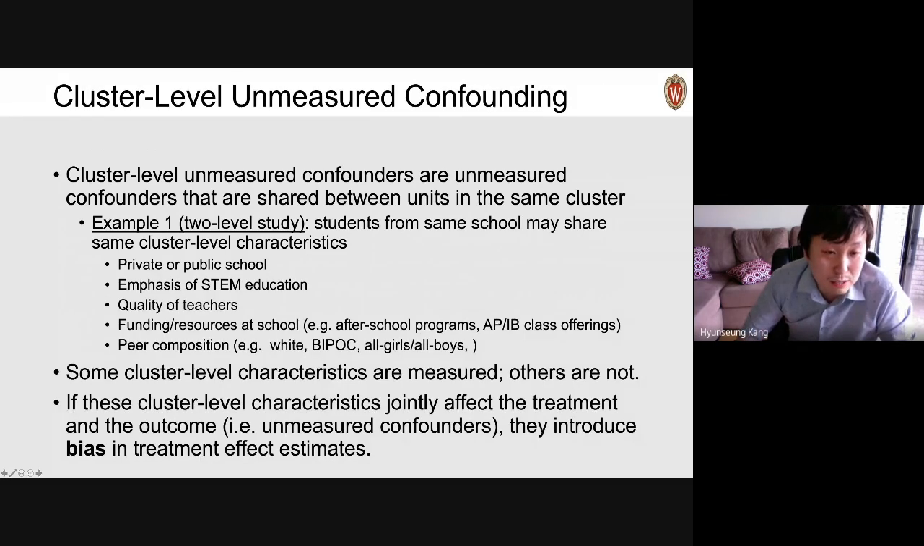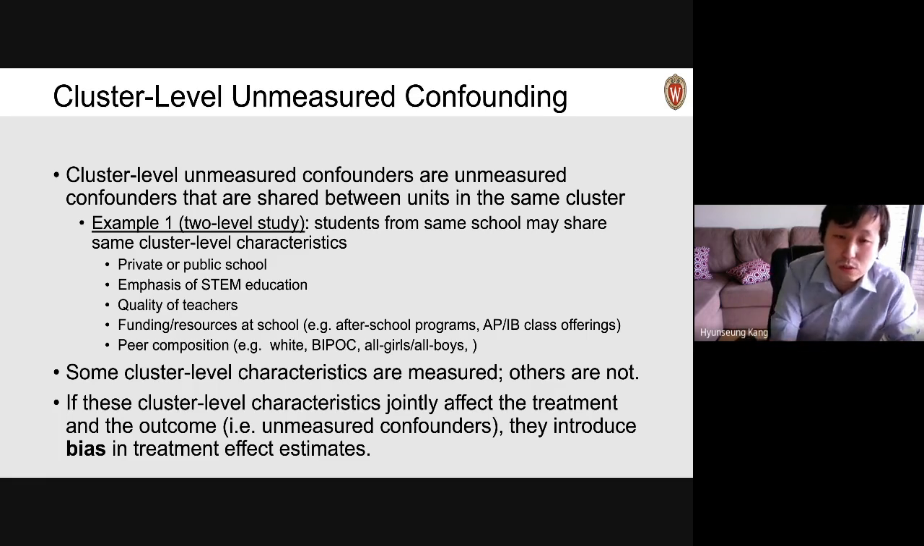And some schools may have different compositions. Some may be predominantly white or predominantly BIPOC, or all boys, all girls. There's a variety here. And these variables, these characteristics, are shared by every student that goes to the same school. Now, some of these cluster characteristics are measured in the data set, but others often are not.